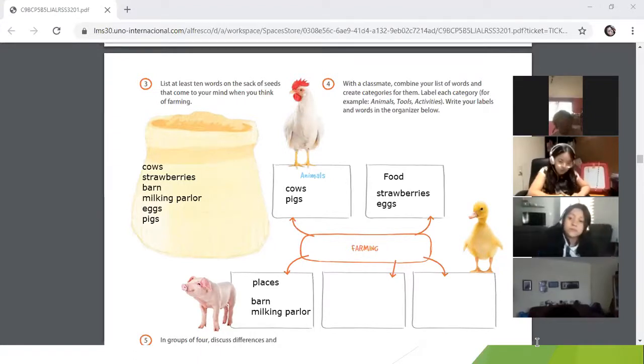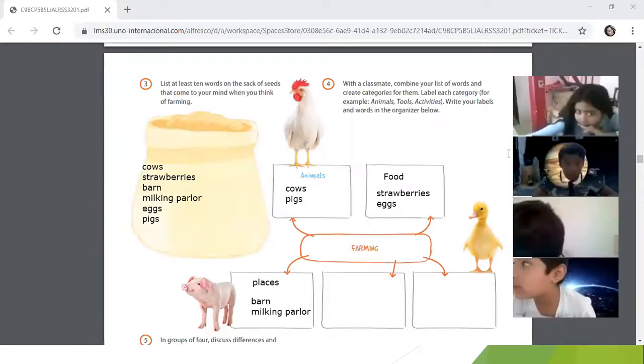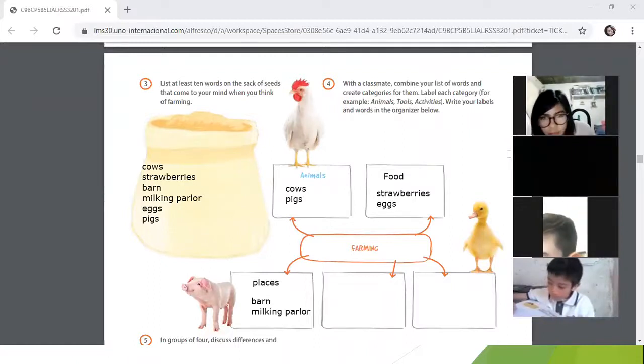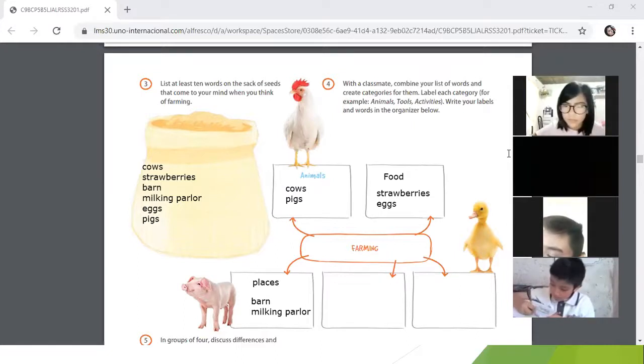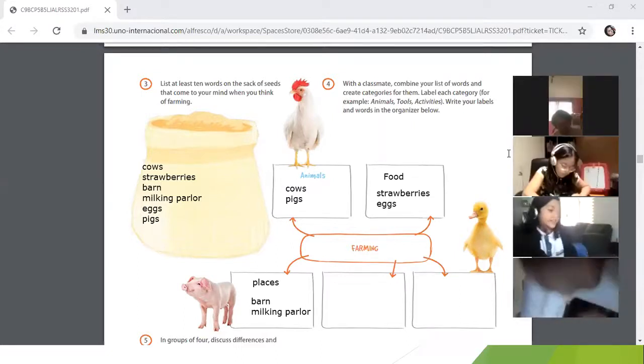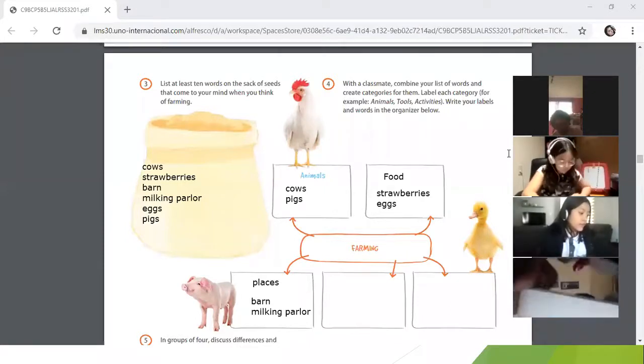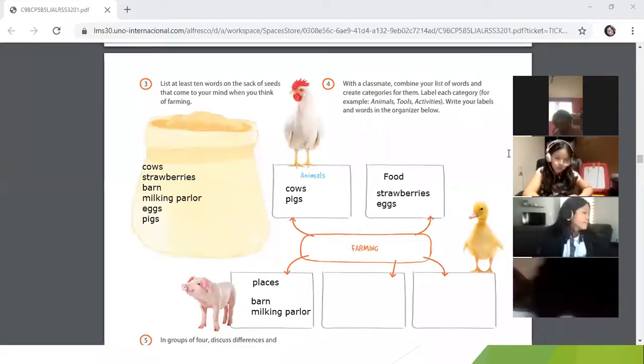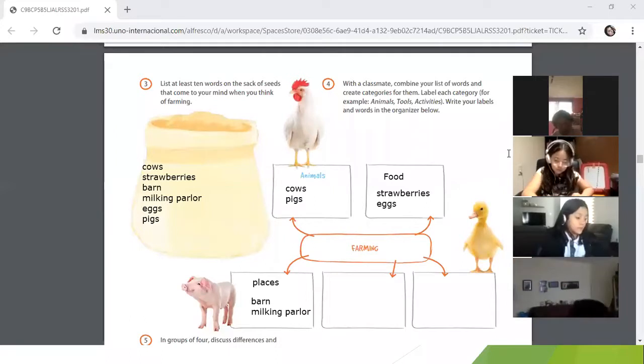Because my cat is very bad. Because it is a cat, and cats have this personality. They are a little bit wild. Okay. So, ready, my dears? Okay, listen.